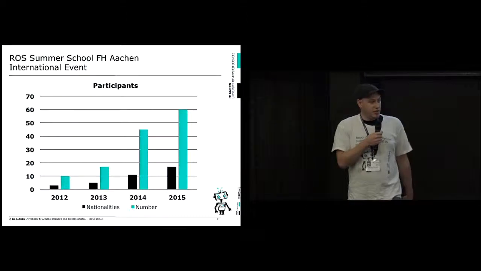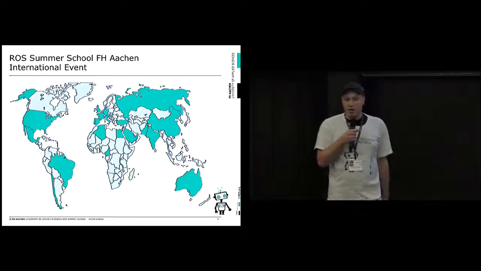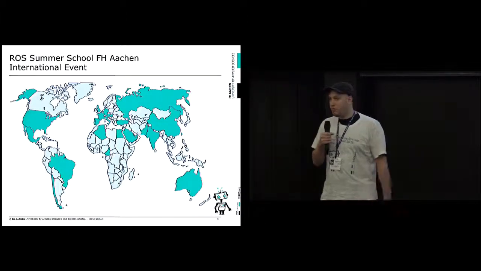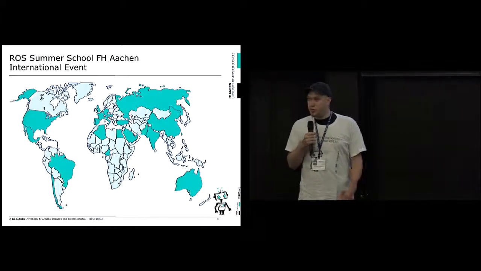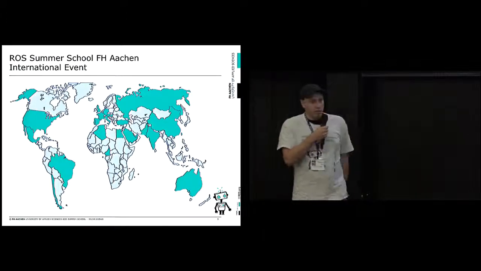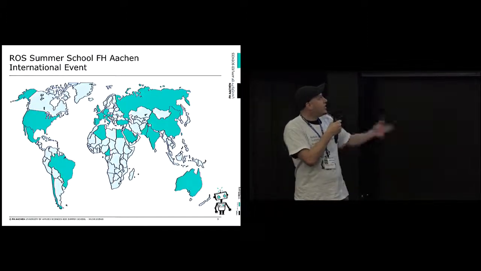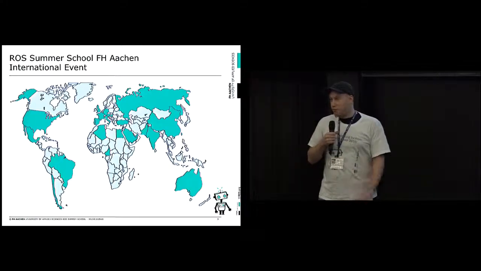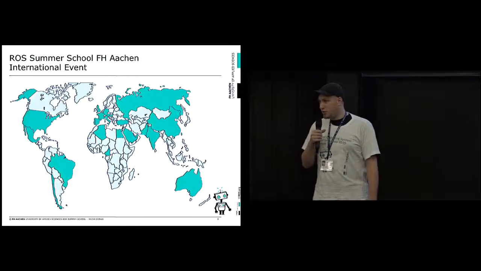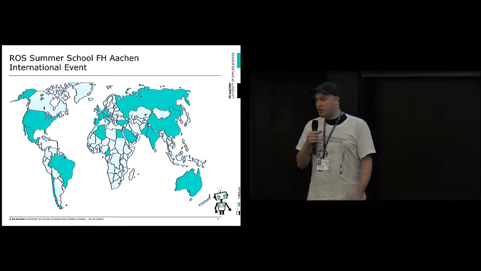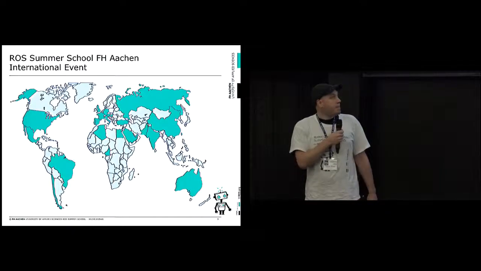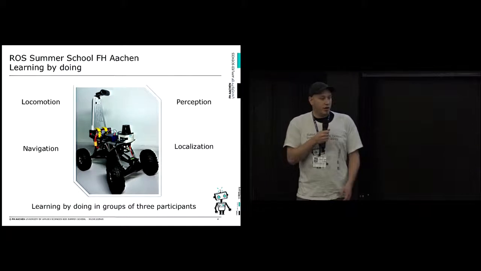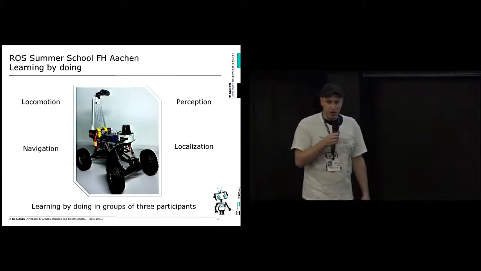To visualize this a little better, on the next slide we have a world map. So you see where people come from to visit our ROS Summer School. It's really not only Europe, it's America, Asia, Australia, and Africa too. And the next step we will do is also to export the ROS Summer School. We start next year in South Africa. And next slide. There you see our robot. You can see it here also in real.